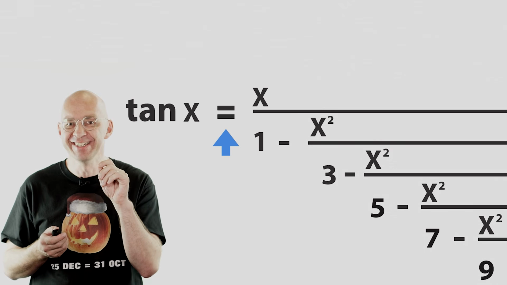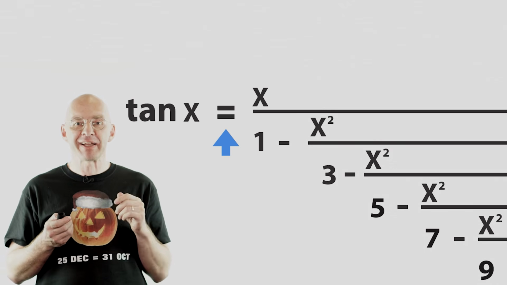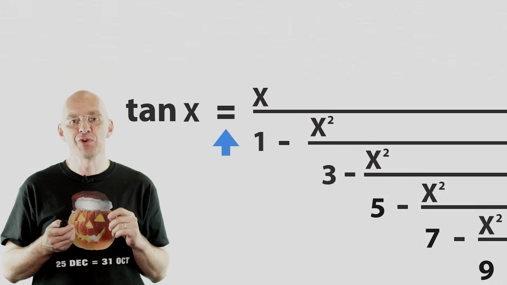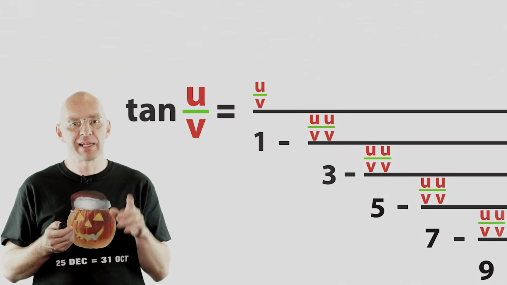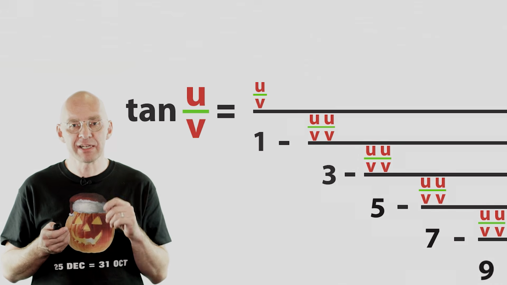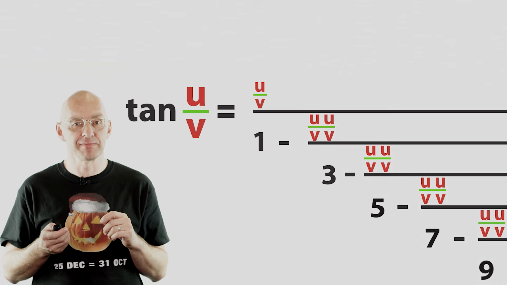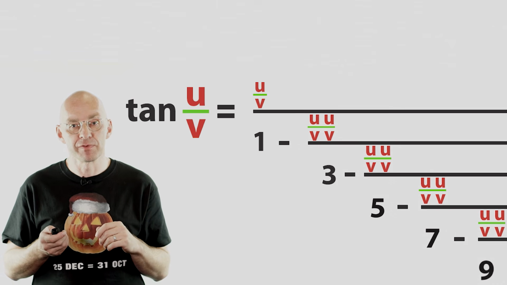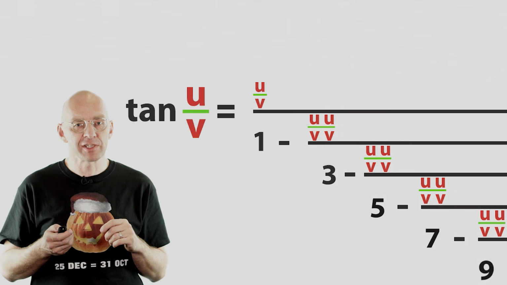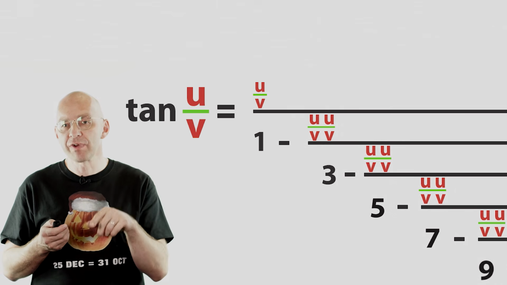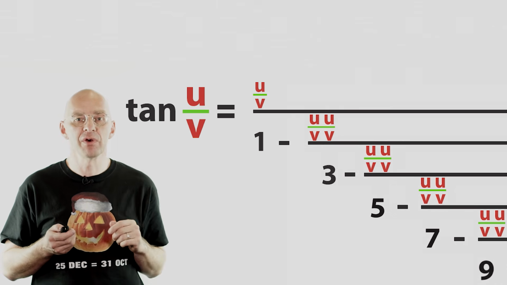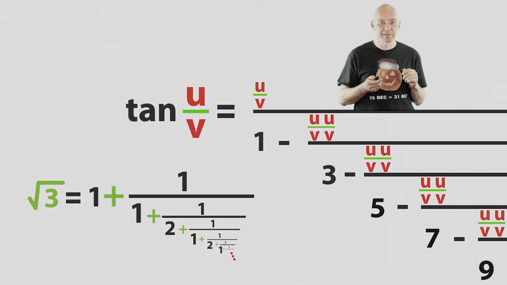I can hardly wait. Okay, so let's plug in a non-zero fraction u over v for x. And let's see how Lambert concludes that the tangent of this fraction is irrational. That then finishes the proof. Remember, the infinite fractions, like the one for root 3 or for e that I showed you earlier, were of a special simple type.